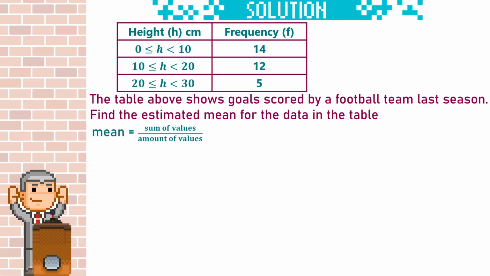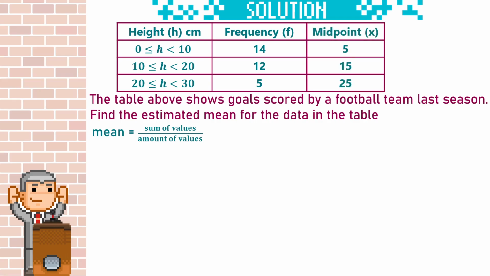But how do you multiply 0 to 10 by 14? Well, you can't. We need a number that represents all of those numbers that are between 0 and 10, and the fairest number to pick is the midpoint. The midpoint is the halfway point, and to find it you can add the numbers together and divide by 2.